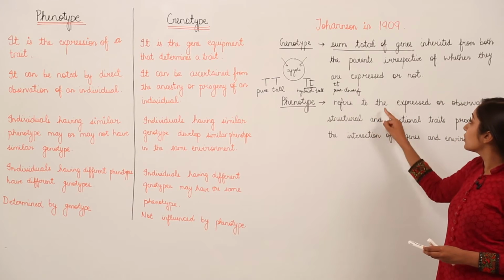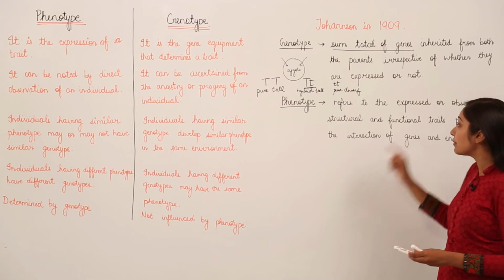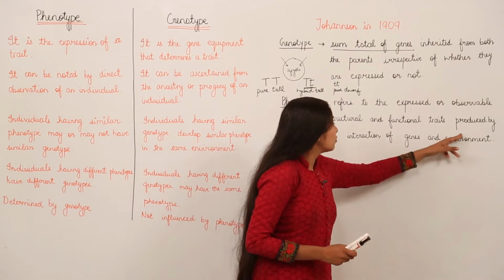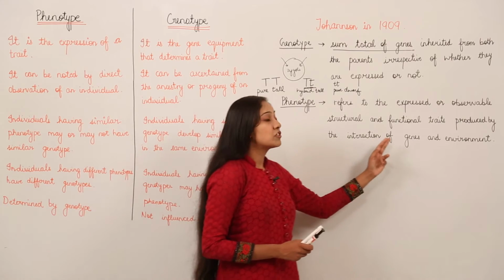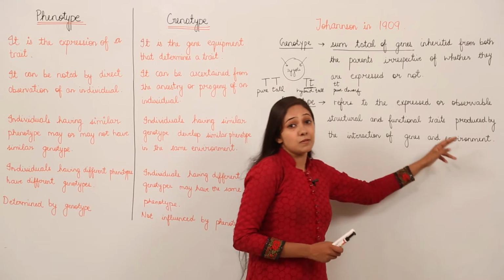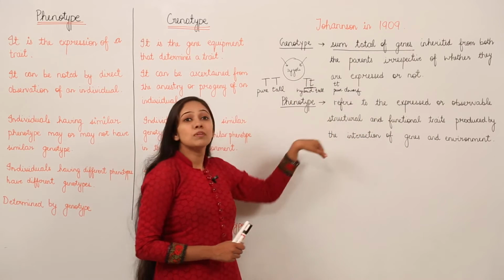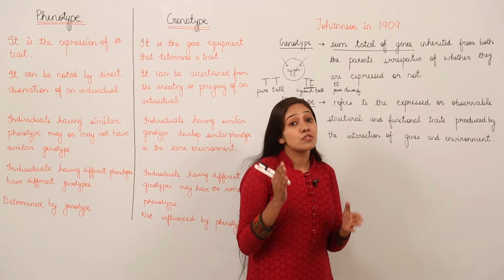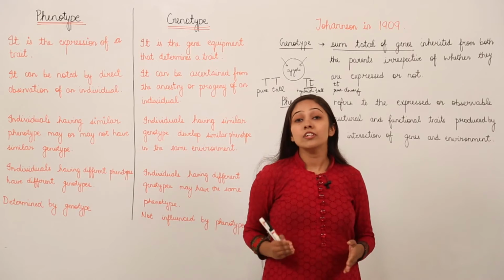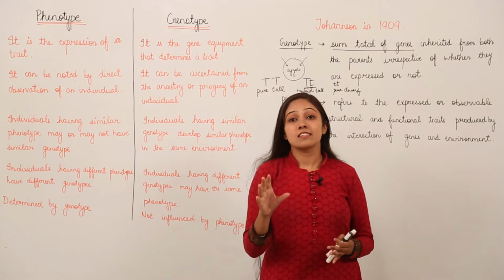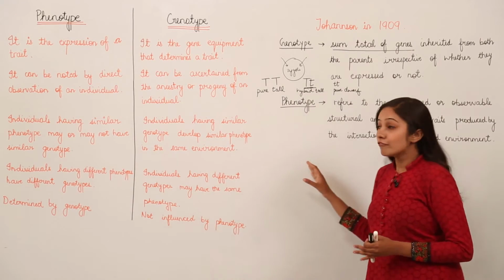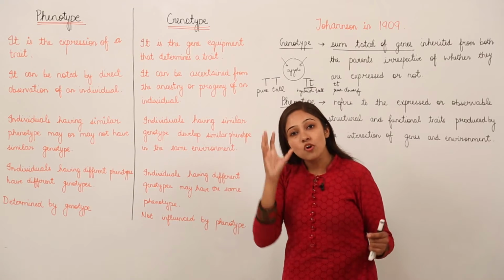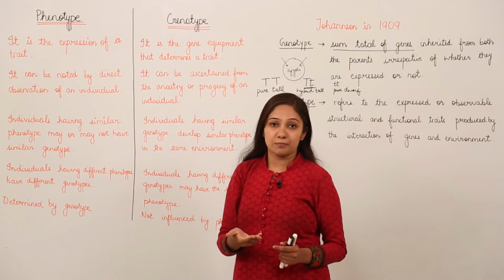It refers to the expressed or observable structural and functional traits produced by the interaction of genes and environment. So in simpler terms, how will I define phenotype? It is whatever you are observing with your eyes, whatever you are going to see. For example, if you are going to see a tall pea plant, that tallness is the phenotype, okay.